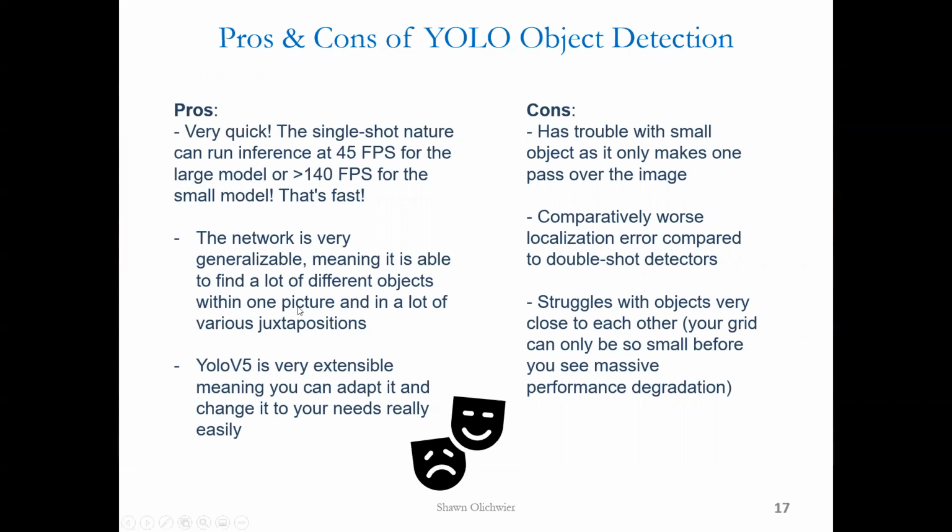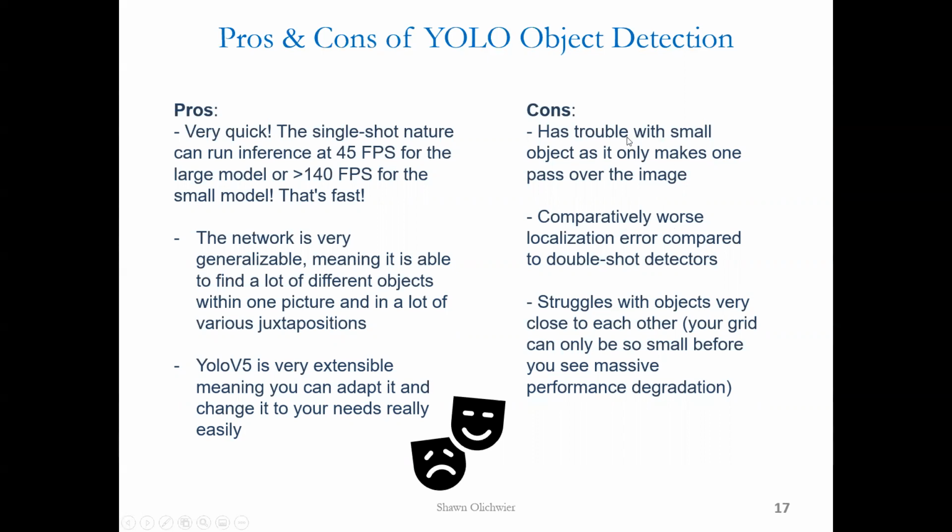And the network is very generalizable, right? So you can find a lot of different pictures with various juxtapositions. A small horse in the background of a field, or a person sitting on a horse right in the foreground, it's going to detect a lot of those. And it can change to your needs. It's really adaptable and extensible, and it's really easy to get up and running, which I found very critical, especially in my job. Getting a minimum viable product up and running, and then iterating over that, is crucial to having successful products.